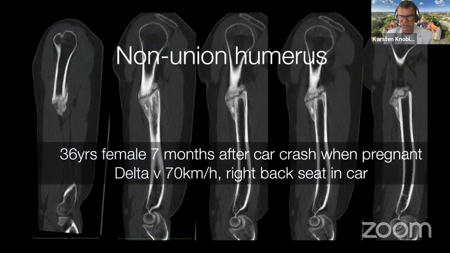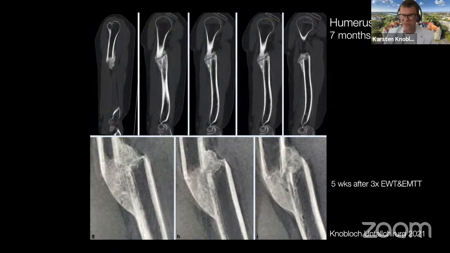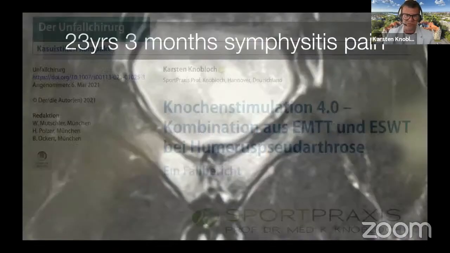Another one, and Wolfie showed us that following scaphoid, humeral fractures or humeral non-unions have the worst success rates. This is a 36-year-old female who was pregnant when she suffered a car crash with a delta V of 70 kilometers per hour. She was sitting in the right back seat. They decided not to do surgery at that point in time. She underwent a combination of focused shockwave and EMTT, and only 5 weeks after the first treatment of ESWT and EMTT you see a nice and solid callus in this non-union, just published in Unfallchirurg.